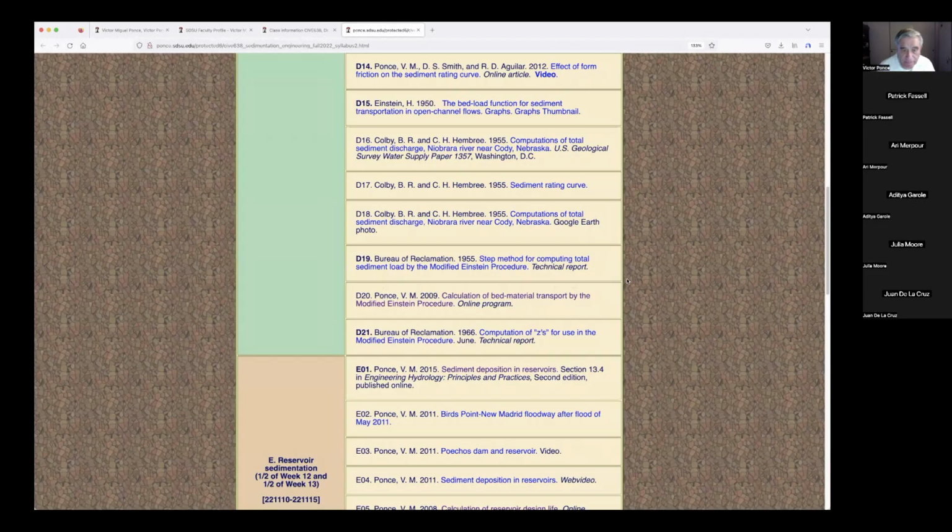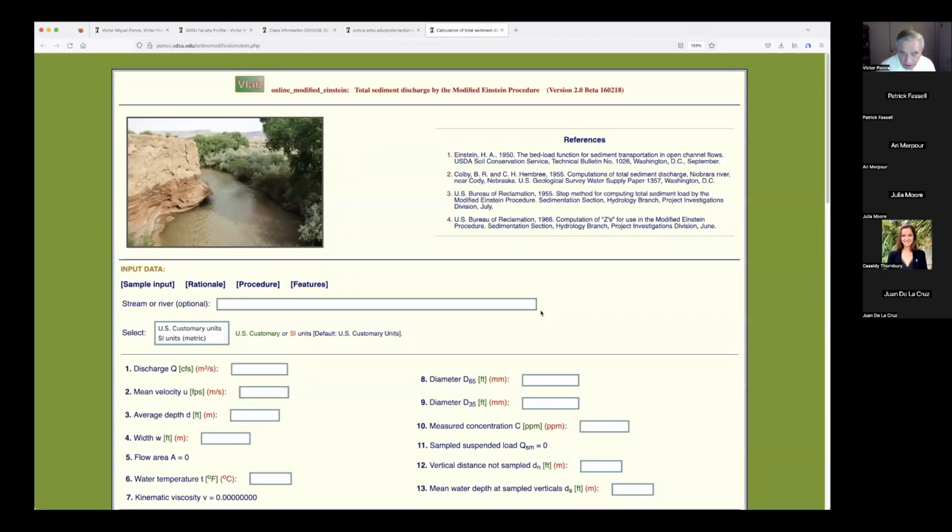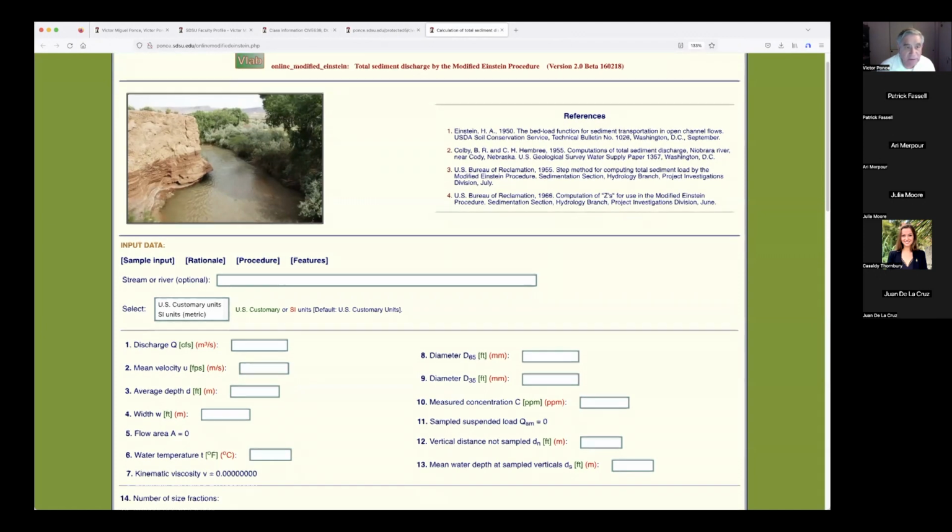And the subject today is we're going to wrap up the modified Einstein procedure and then proceed to the next section, which is reservoir sedimentation. So I'm going to finalize the presentation on the calculation of bed material transfer by the modified Einstein procedure, and then move on to talk about the Lara modification. Briefly talk about the Lara modification.